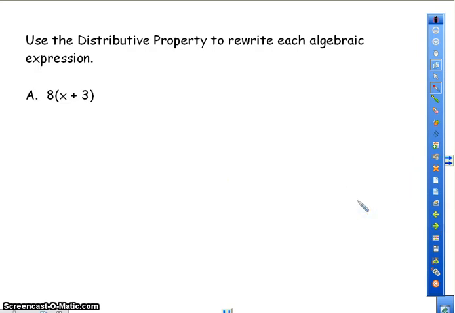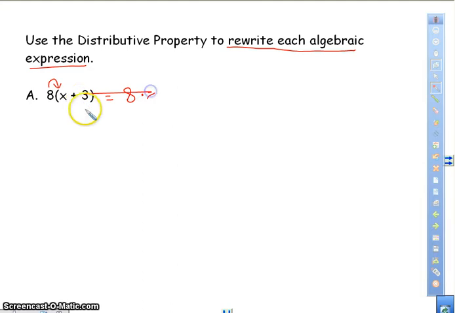So we're going to use the distributive property to first rewrite each algebraic expression. So I'm going to take 8 times x, and then I'm going to take 8 times 3. It's going to be plus, because that is the sign. My goodness. That's the sign that goes in between the x and the 3. 8 times 3. Now this is not good enough. This is not a good enough answer. It has to be in simplest form.